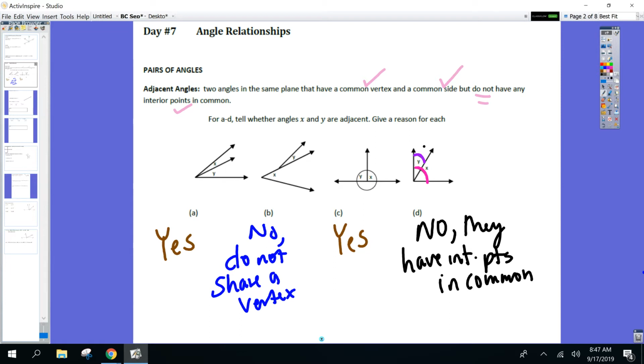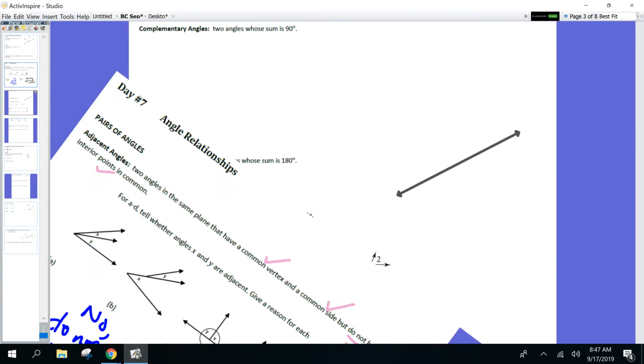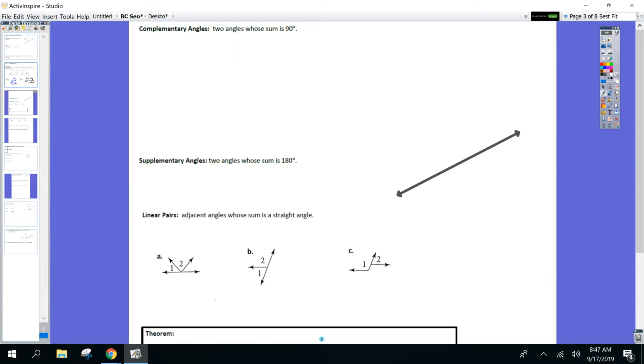All good? All right, nice job. Here we go then. Let's keep trucking. Okay, I'm going to get crazy on this one. Complementary. Your whole life, you're probably thinking angles that add to what? 90, and they do. But here's the thing. It can only be two. You can only have two angles that add to 90.